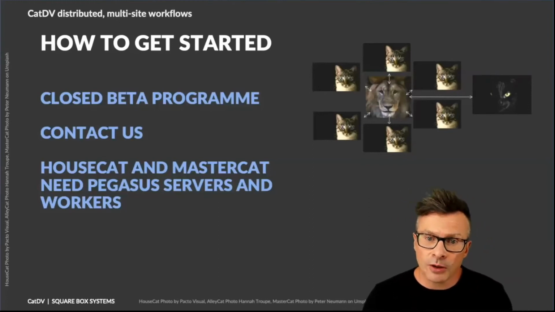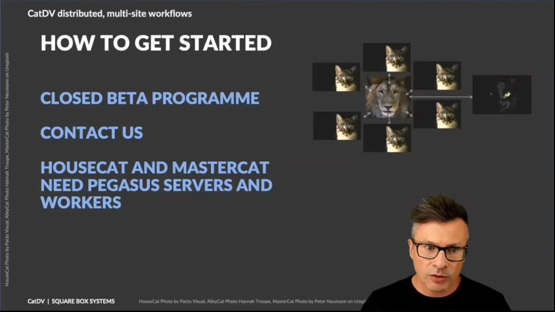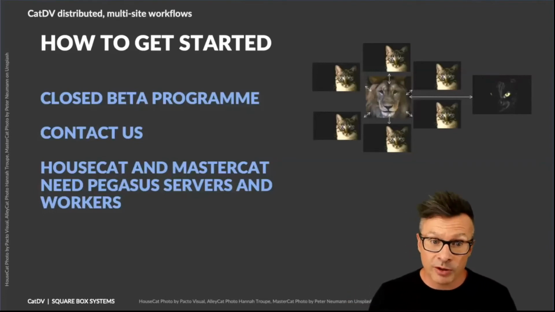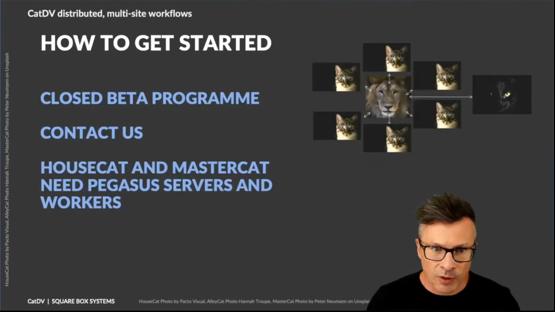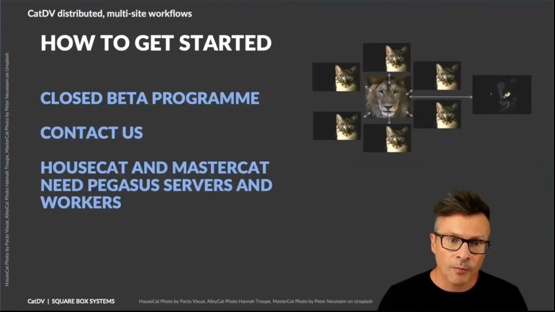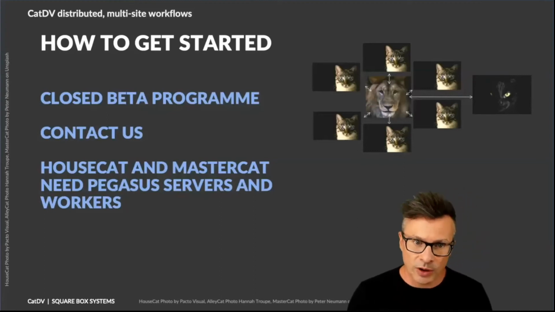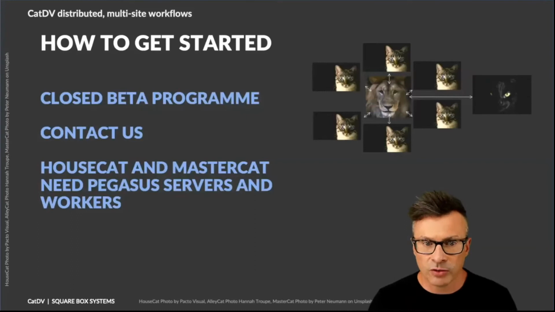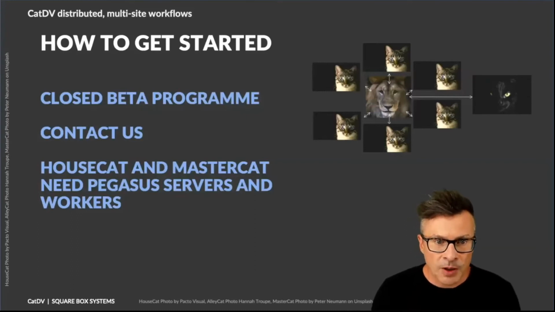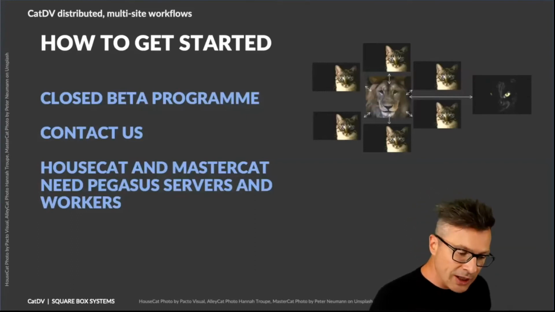It is worth noting that because we want to be able to manage these multiple systems, with the additional administration and remote administration that we get with our Pegasus servers and workers, we do need HouseCat and MasterCat to be Pegasus servers and workers. For the AliCat, we don't need those to be Pegasus servers and workers, although it can offer some advantages for monitoring. But yeah, so talk to us, I guess, is the message.